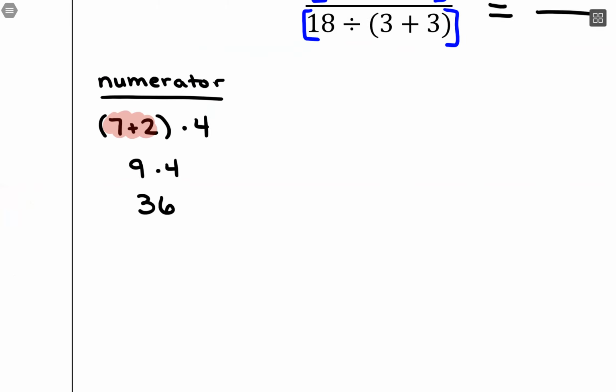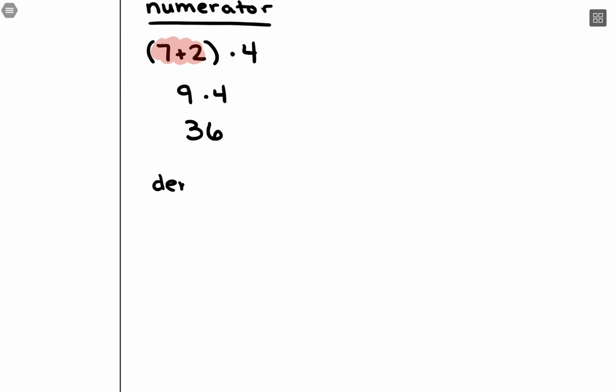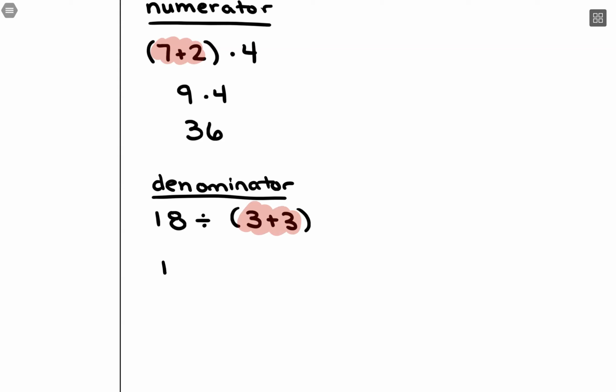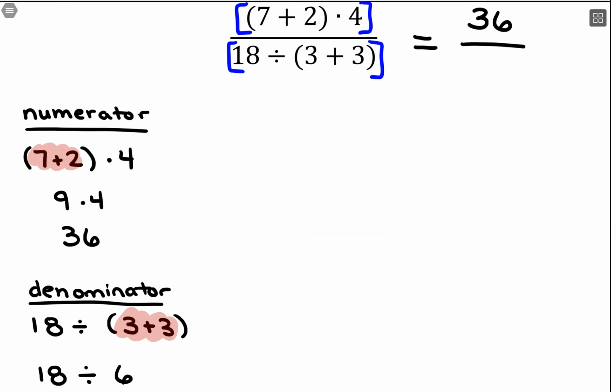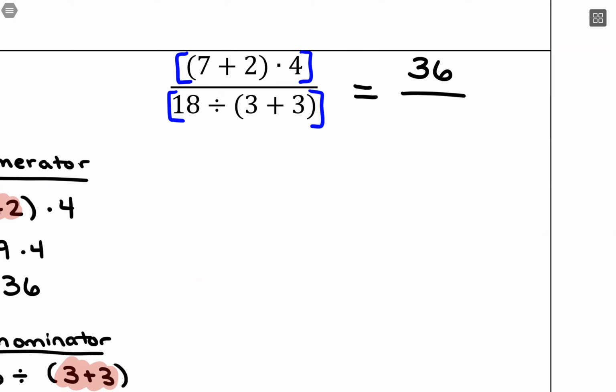So now what I can do is separately work on the denominator, which is that 18 divided by 3 plus 3 in parentheses. So first thing we're going to do is simplify the parentheses. So we have 18 divided by 6, which is equal to 3. So now what I can do is return back to up here, and where I see the denominator there, I'm going to simplify that to 3. So 36 divided by 3, which is equal to 12 for our final answer up there.